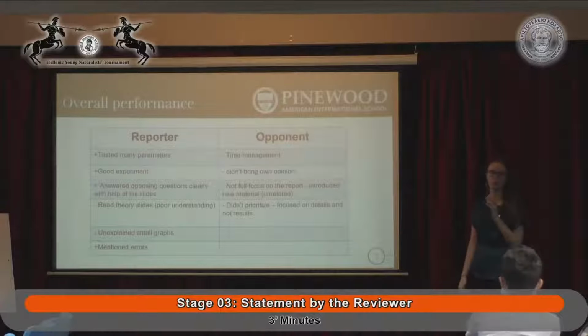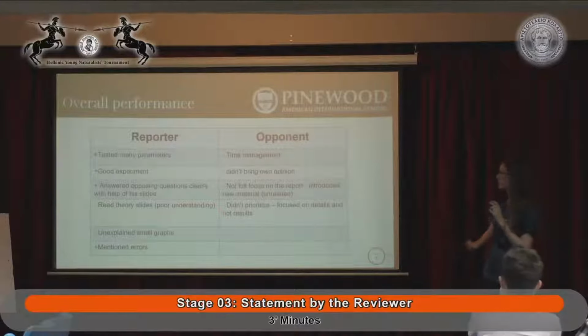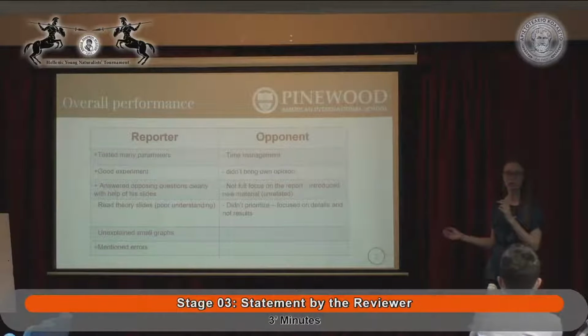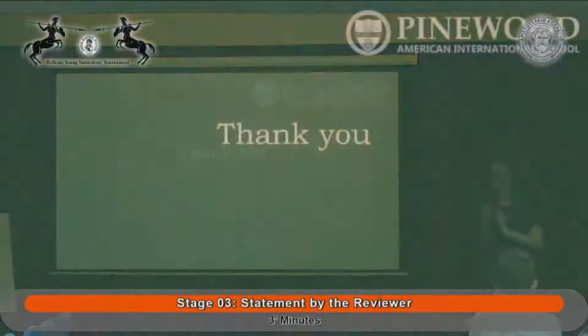And the opponent, one of the main negatives was that she didn't have good time management. She didn't really bring her own opinion, except she brought it in the discussion, but not when she was presenting the presentation. She didn't have a full focus on the report, as at times she would ask about things that the reporter hadn't actually done. And that's it. Thank you.